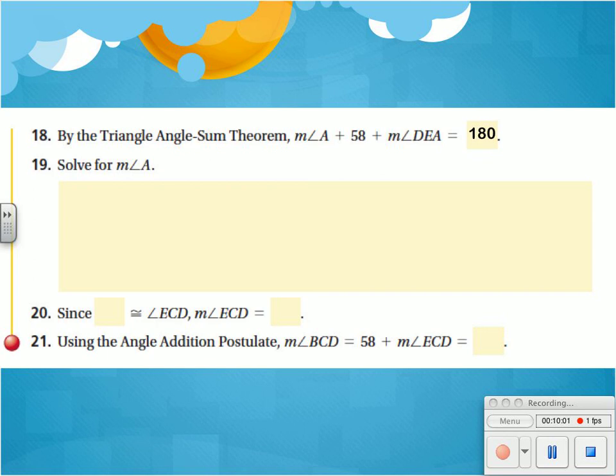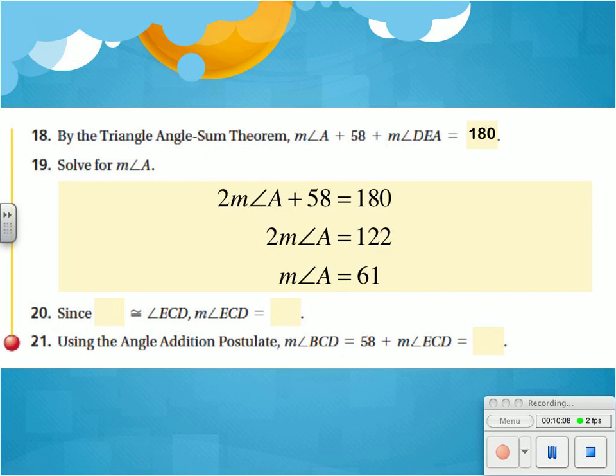Since the measure of angle A and the measure of angle DEA are congruent, we can say twice the measure of angle A plus 58 equals 180. Twice the measure of angle A equals 122, just subtracting 58 from both sides. And so the measure of angle A equals 61. Since angle A is congruent to angle ECD, the measure of angle ECD is 61. We can use the angle addition postulate: the measure of angle BCD equals 58 plus the measure of angle ECD, so it equals 119, because 61 plus 58 is 119.